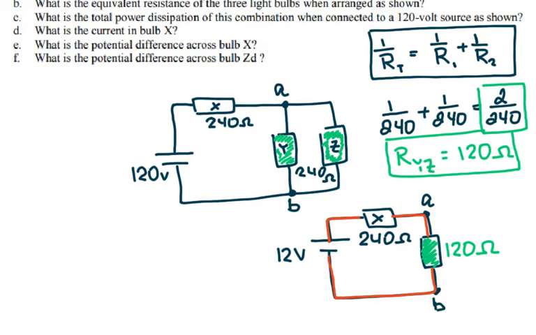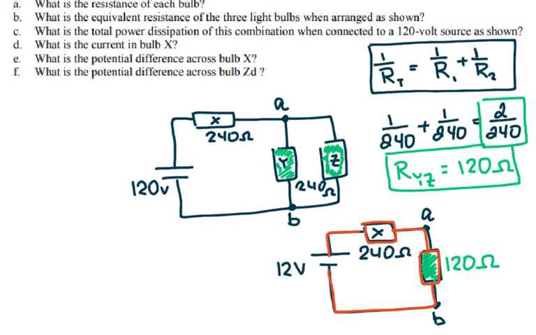And for series connection, all I have to do is add them. So the total resistance of these two is going to be 120 plus 240, which gives me 360. So for B, the equivalent resistance of the three light bulbs connected the way they are is going to be 360 ohms. For the next question, they ask, what is the total power dissipation of the combination when connected to a 120 volt source as shown?